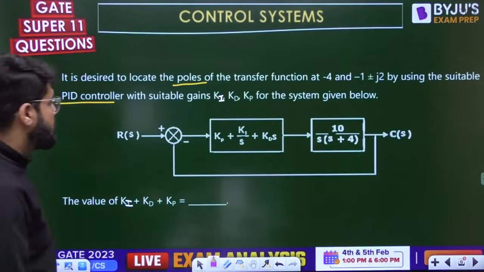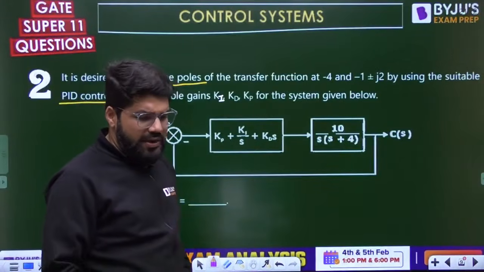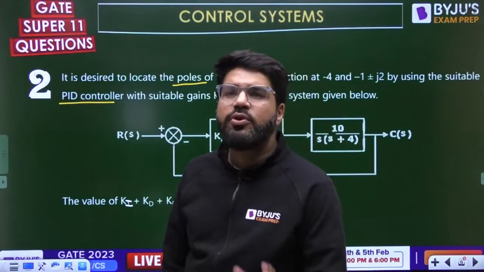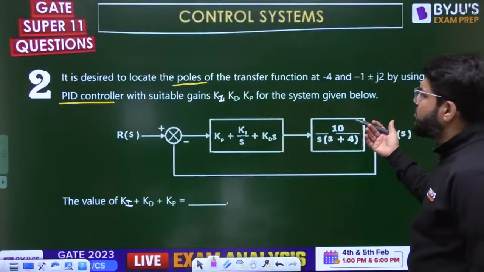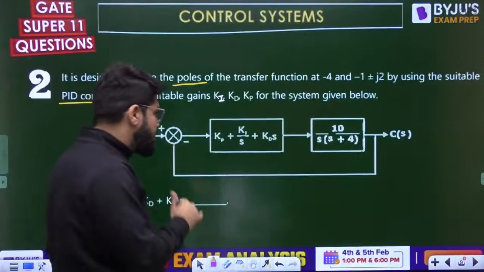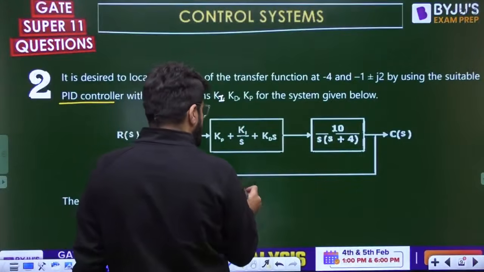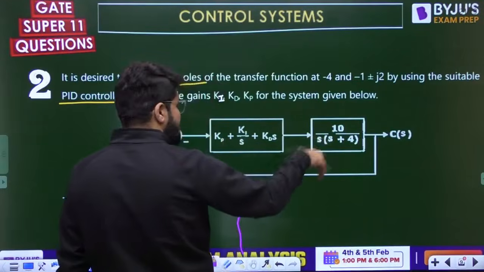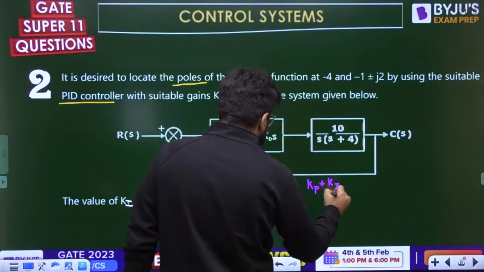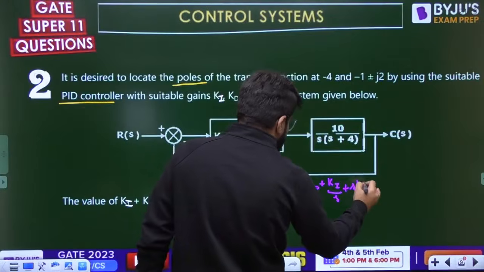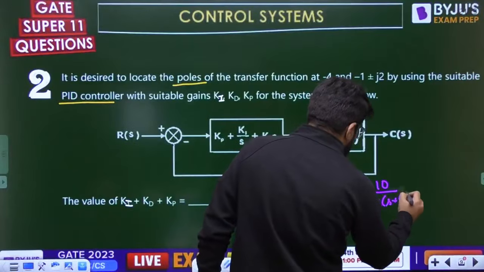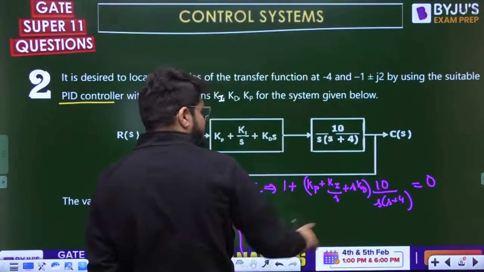Clear? So it's not a very elaborate or difficult question on PID controller. It is just a very fundamental question where you have to use this PID controller, and finally the poles of the system should be located here. So first of all, what is the characteristic equation? It is 1 plus G(s)H(s), and H(s) is 1. So 1 plus Kp plus Ki by S plus S Kd, these two are cascaded, multiplied by 10 upon S plus 4, should be equal to 0. So I should be getting S.